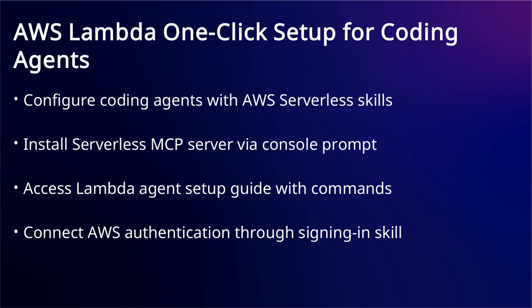You access a Lambda agent setup guide that provides installation commands for Claude Code, Kiro, Cursor, GitHub Copilot, Codex, Devin Desktop, and OpenCode, along with 3 specialized Lambda skills covering micro VM, managed instances, and durable functions. If you lack local AWS authentication, you can connect using the signing in to AWS skill. This capability is available in all commercial AWS regions except Middle East, Bahrain, and UAE, and in AWS GovCloud US regions where Lambda operates.